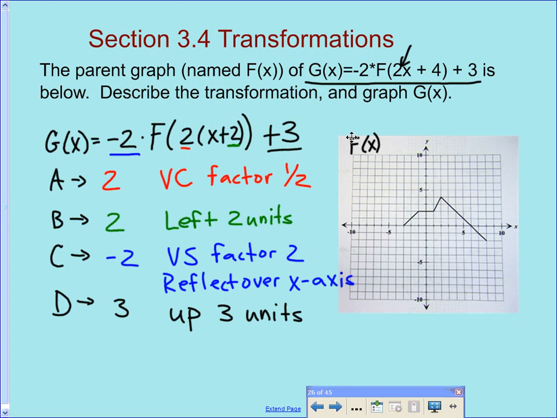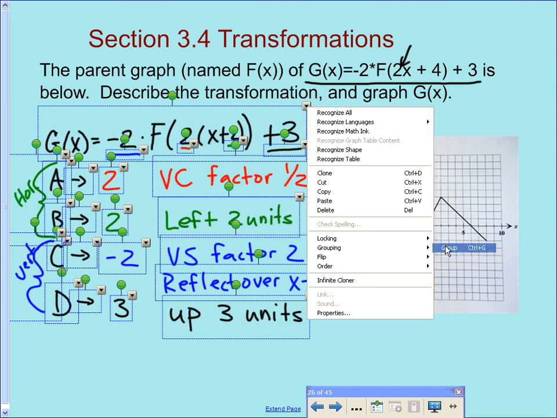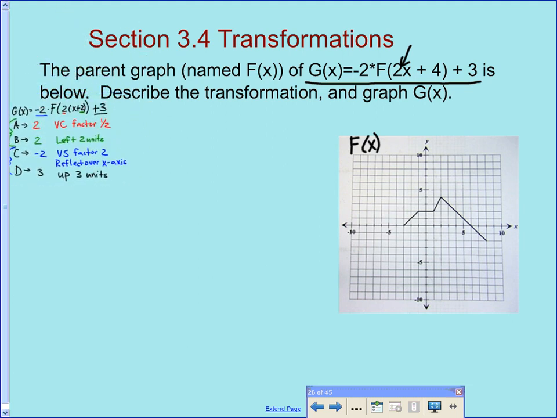Okay, so what we know so far is that a and b are going to be our horizontal transformations, and we know that c and d are going to be our vertical. And so the horizontal, we are dealing with our x values, and our vertical, we're dealing with our y values. So we're going to use that now to come up with some of the coordinates. So let's just save this. Get this out of our way for a minute. Let's actually put this over here.